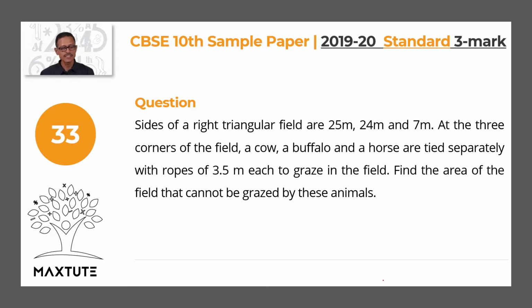CBSE Class 10 Math Sample Question Paper Solution, Year 2020 Standard Version. It's a 3-mark question. This is from the chapter Areas Related to Circles. Sides of a right triangular field are 25 meters, 24 meters and 7 meters.